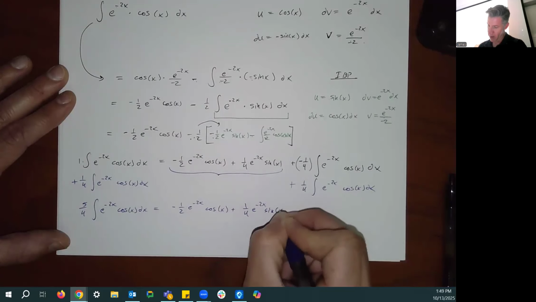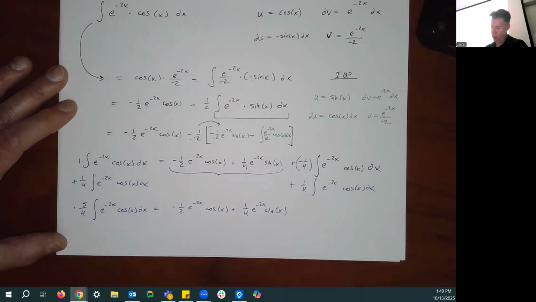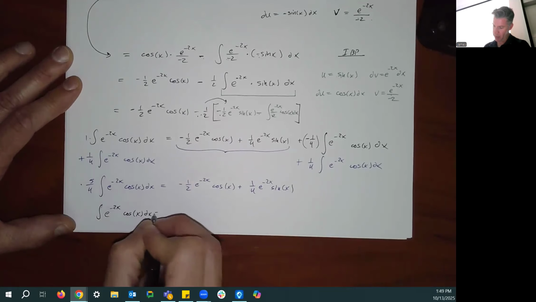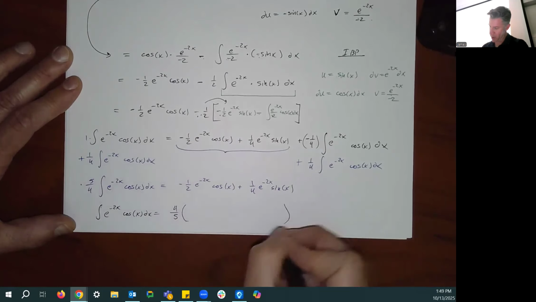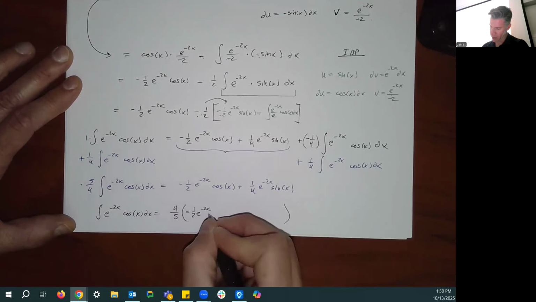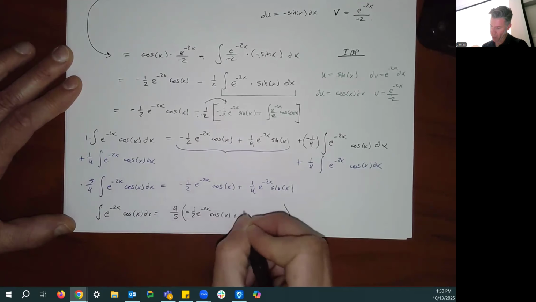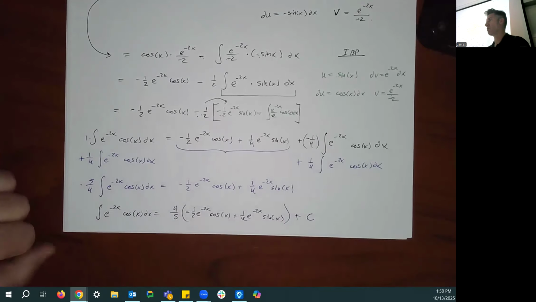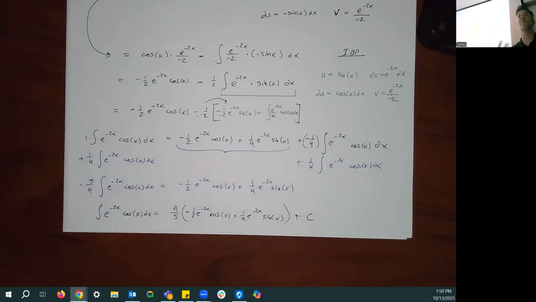And then finally, we multiply both sides by 4/5 to say that our integral of e to the negative 2x times cosine of x dx is equal to 4/5 times negative 1/2 e to the negative 2x cosine of x plus 1/4 e to the negative 2x sine of x plus c. This is the standard process for integrating something like e to the x or e to the 3x or e to the something times x times cosine or sine of something times x. It's a little bit gnarly, but not impossible.